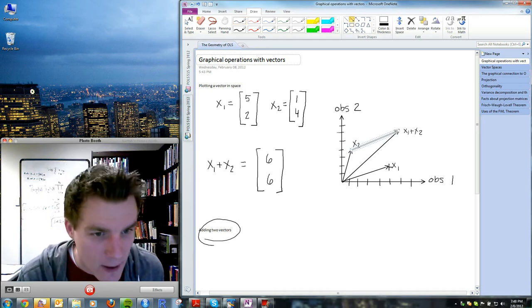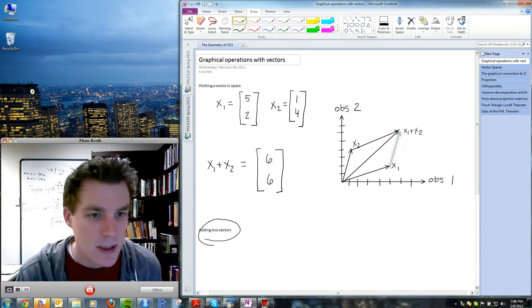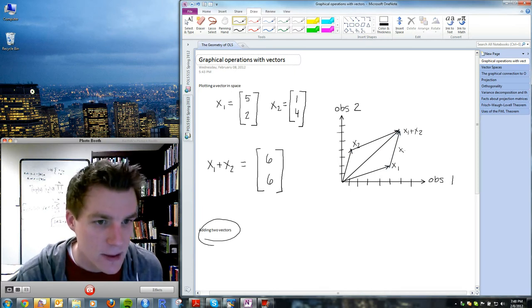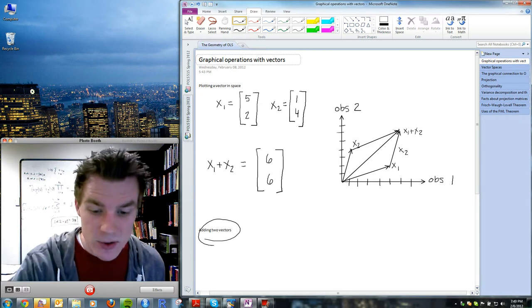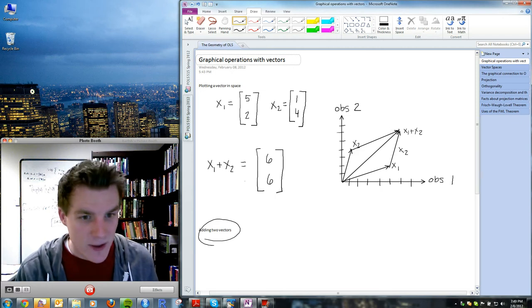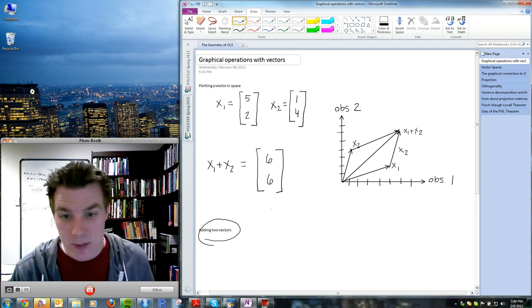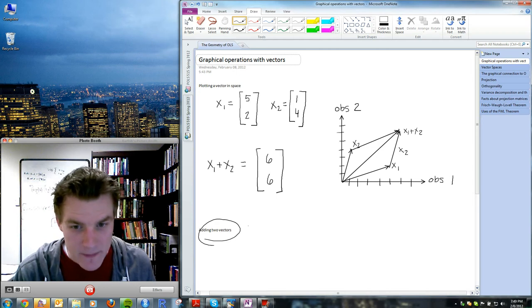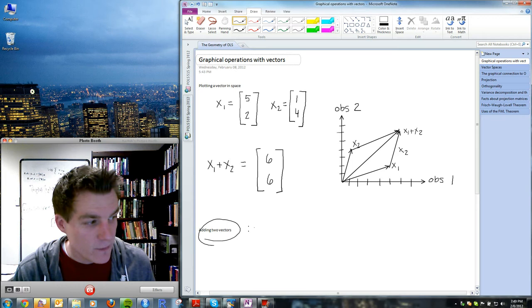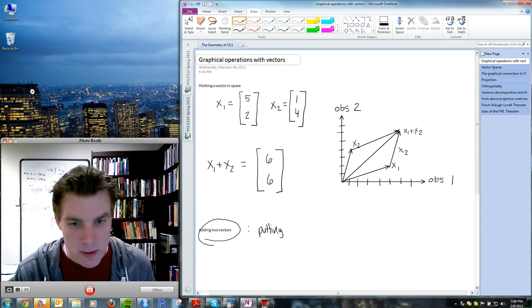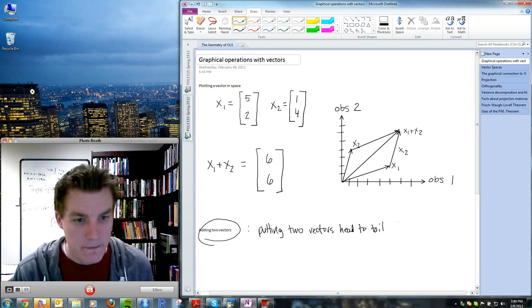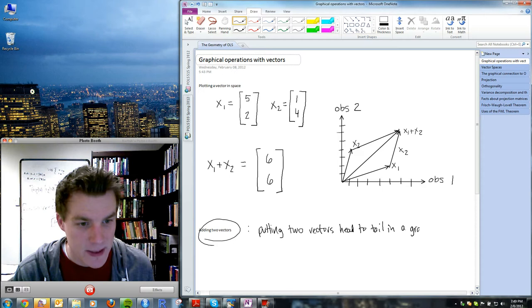So if I come over here, there's x2 right there, and I still reach the same point. This is all a way of saying that when you add two vectors, you don't just add them numerically. There's a graphical interpretation. Specifically, adding two vectors is the equivalent of putting two vectors head to tail in a graphical sense.